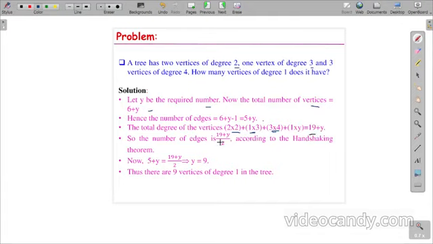So the number of edges is 19 plus y by 2, according to the handshaking theorem. So 5 plus y equals 19 plus y by 2, giving y equals 9. So there are 9 vertices of degree 1 in this tree. That is the answer.